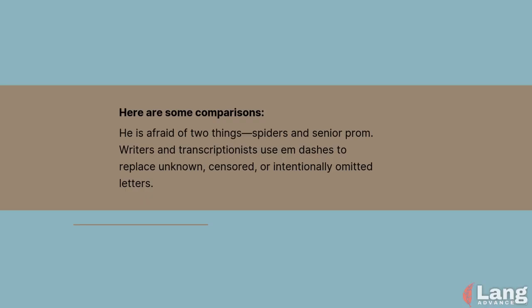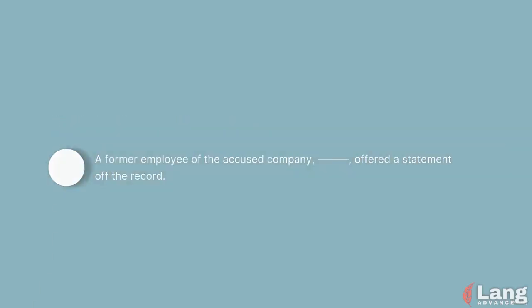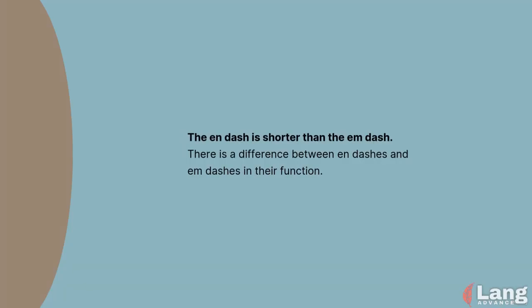Writers and transcriptionists use M dashes to replace unknown, censored, or intentionally omitted letters. M dashes often appear in pairs or threes. A former employee of the accused company offered a statement of the record. The N dash is shorter than the M dash.